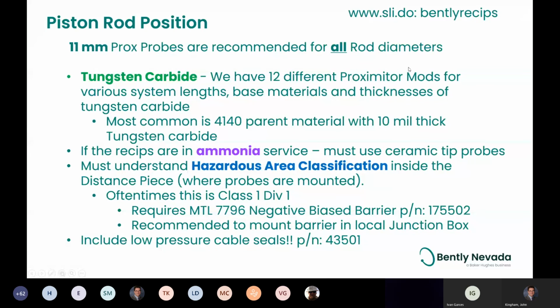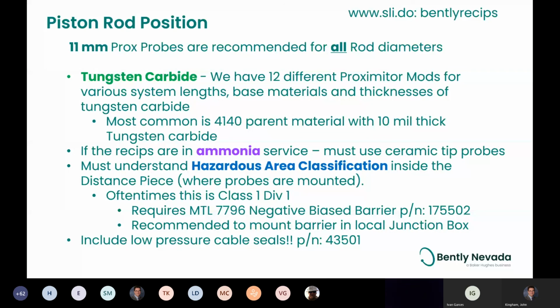So again, 11 millimeter prox probes are recommended for all rod diameters. And a lot, if not all, of the rods are coated with tungsten carbide. So we have 12 different proximeter mods for various system lengths, whether it's a 5 meter or 9 meter system, base materials such as 4140, and then thickness of the tungsten carbide. The most common is going to be 4140 parent material with 10 mil thick tungsten carbide. And yes, we have a mod for that.